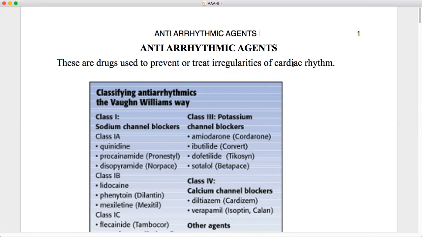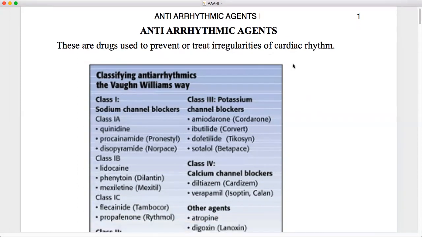As you all know, in the last class we were discussing the arrhythmias, the very different types of cardiac arrhythmias, various mechanisms of arrhythmias, etc. So now today we will start discussing the various antiarrhythmic agents. Okay. Now, what are antiarrhythmic agents?